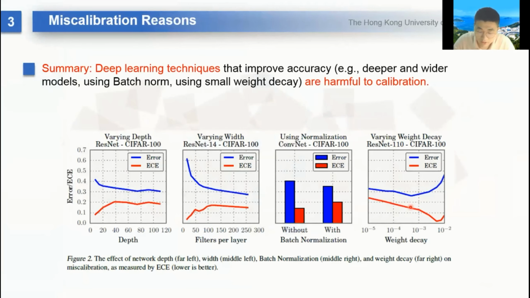There are several deep learning techniques that can improve accuracy. We list them in the figure. For example, deeper models and wider models, using Batch Normalization, and using small weight decay. Blue color indicates error, and red color means ECE score. As you can see, all techniques can improve the accuracy, but also increase the ECE score, meaning they are harmful to the calibration.